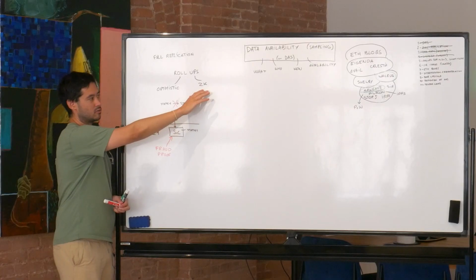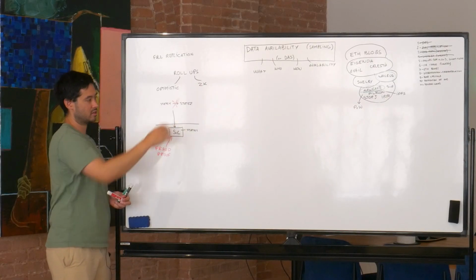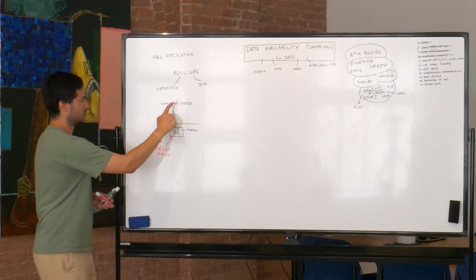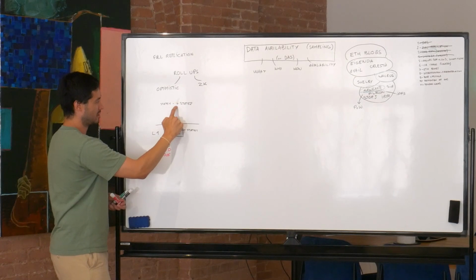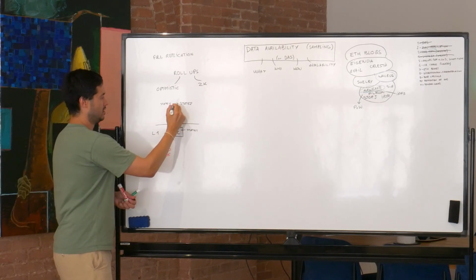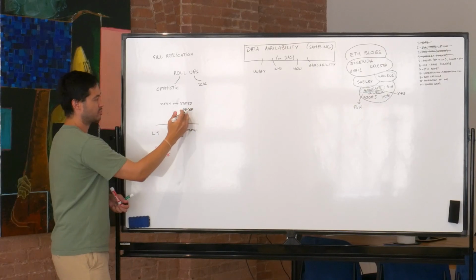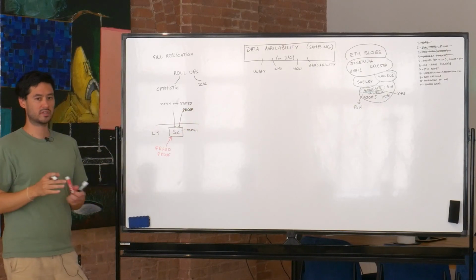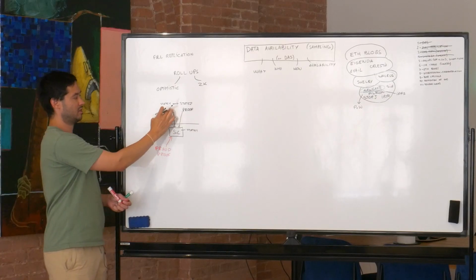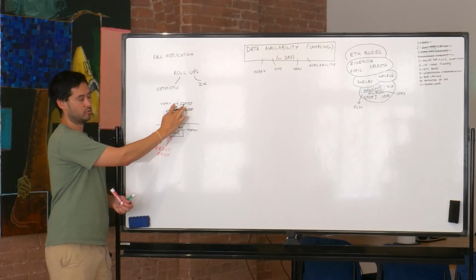zk is faster. There's no challenge period. Basically, in addition to the state transition, you also post a proof. And that proof tells you there exists a block of transactions, and these transactions are valid, and if you apply them, you go from state 1 to state 2.